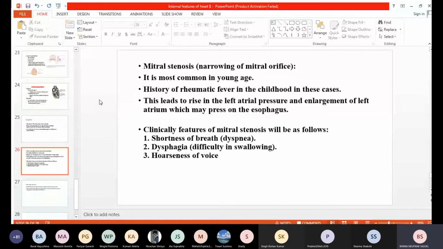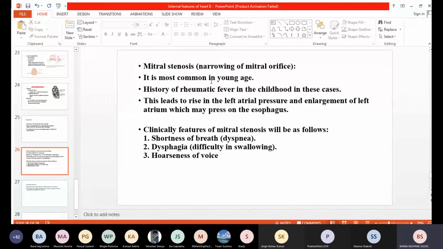Now, stenosis: mitral stenosis is the narrowing of the orifice of the mitral valve, the left atrioventricular orifice; left is for the mitral. Mitral stenosis, or narrowing, is commonly seen in young people, not in old age.